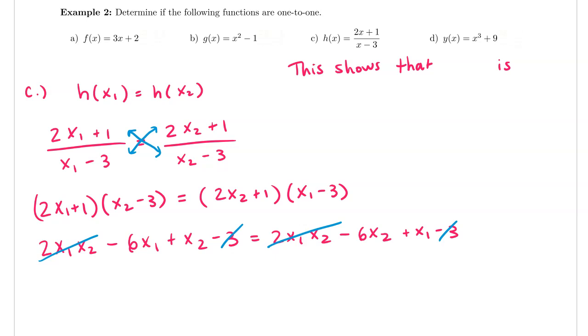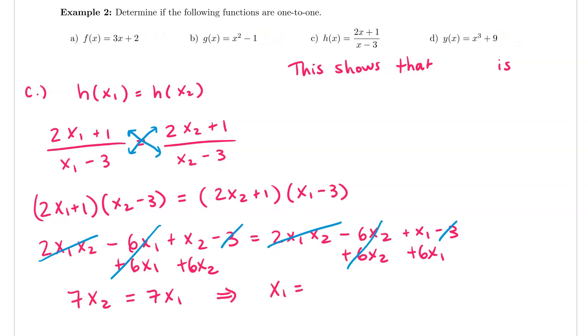From here, I could add this to the other side and add this to the other side. And so we'd get 7x2 is equal to 7 times x1. And then from there, if I divided both sides by 7, we would get that x1 is equal to x2. So this shows that h of x is 1-to-1.